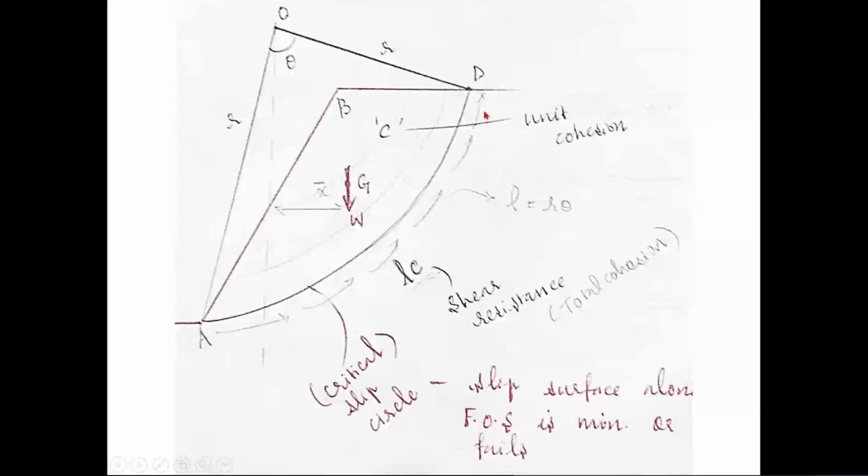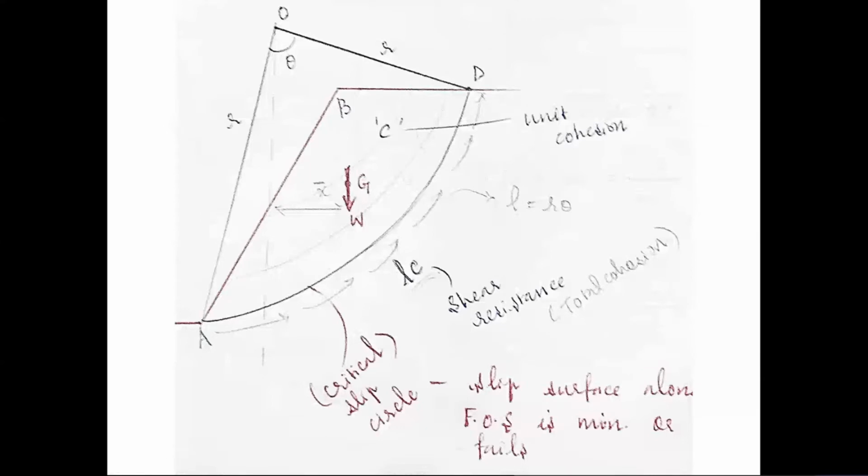So what is the total cohesion acting along AD? The length of AD was L, right? So the total cohesion acting along that is L into C, correct? That L into C is my shear resistance, the total shear resistance, correct? So this much we are clear, everyone?